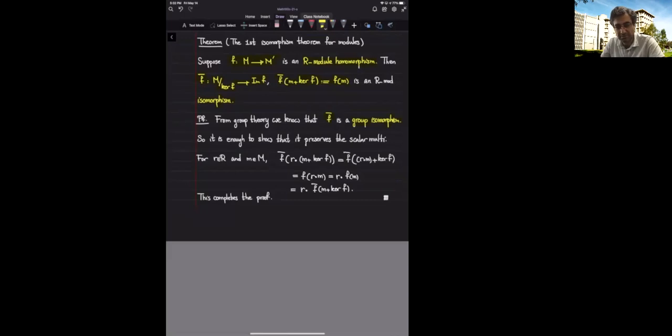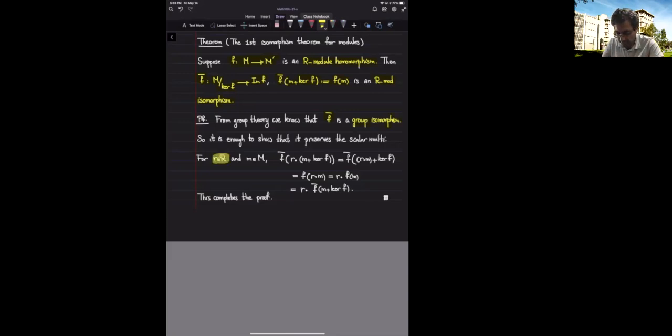So the only thing that's remained is to show that f bar is an R module isomorphism. Again, we already know that it's a group isomorphism. We already know that it's a bijection. We already know it's a group homomorphism. So the only thing that's remained is to show that it preserves scalar multiplication. So let's pick a coset that's represented by m and some scalar r.